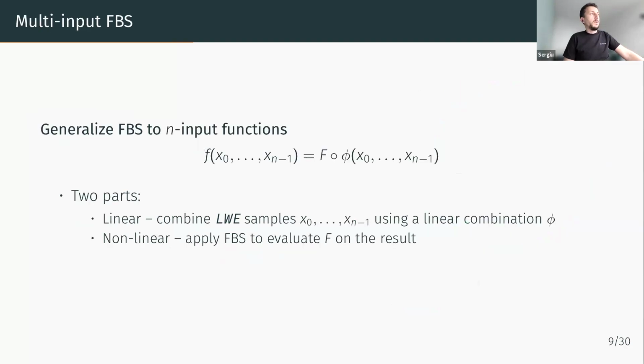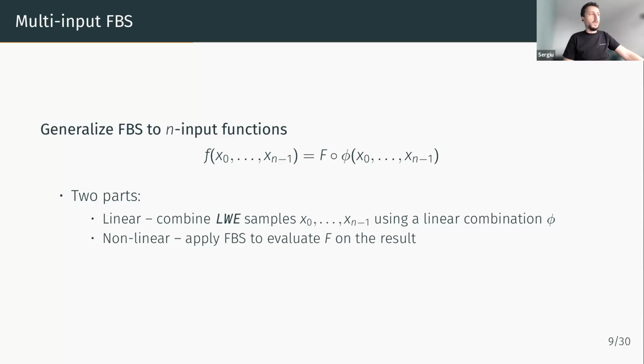So what is a multi-input functional bootstrapping? As we have seen earlier, bootstrapping allows us to take as input an encrypted message in Zp. And if you want to extend this bootstrapping to several inputs, we can do it like this. We decompose the multi-input function, small f, into big F, a composition of 2 functions.